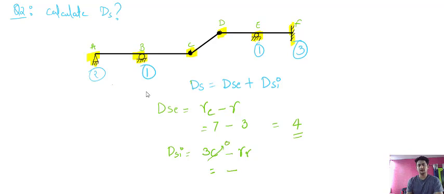So minus RR here, this one is having 1, this one is having 1, so 2. So DSI will be minus 2. So DS will be DSE plus DSI. So DS is 4 minus 2, that is 2. So the degree of static indeterminacy of the structure is 2. So this is how you need to calculate.